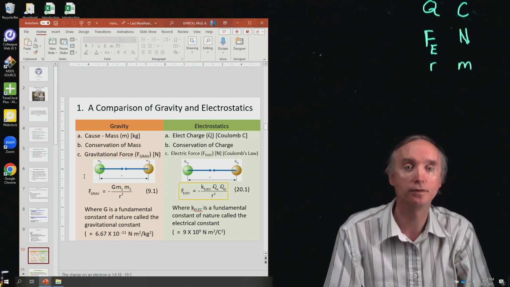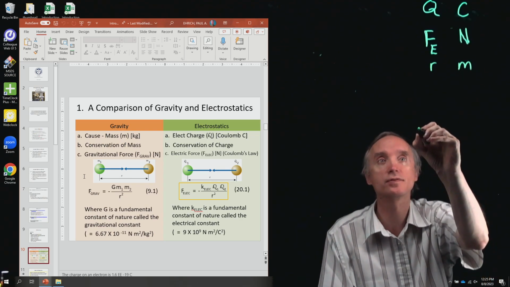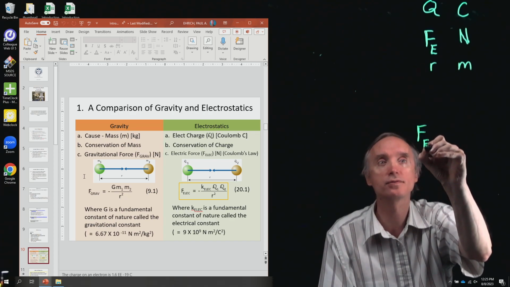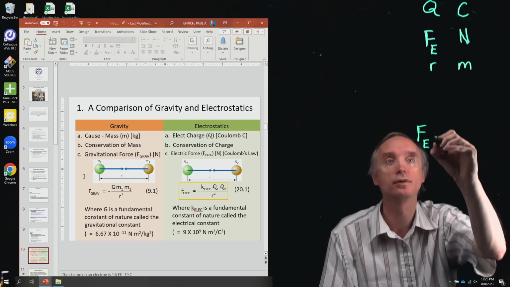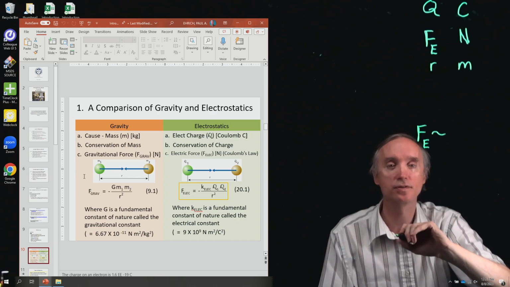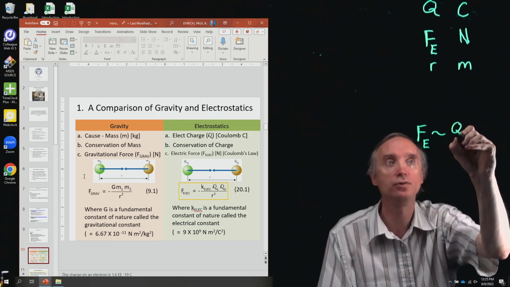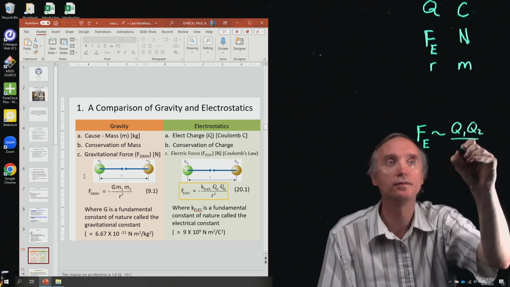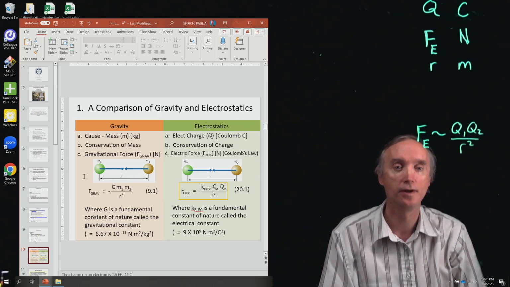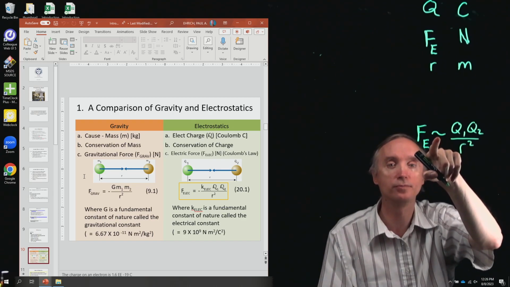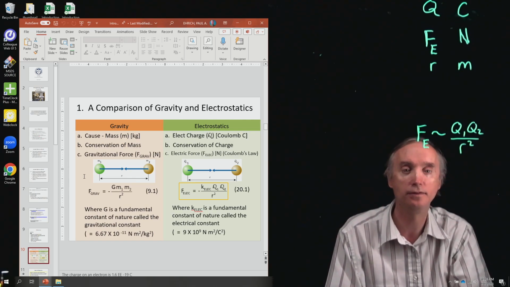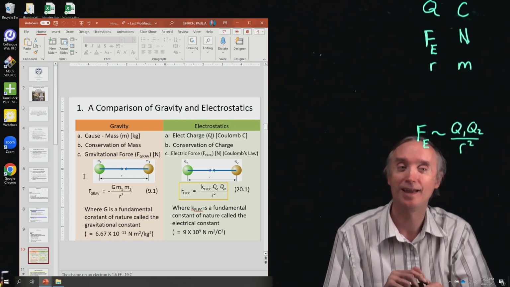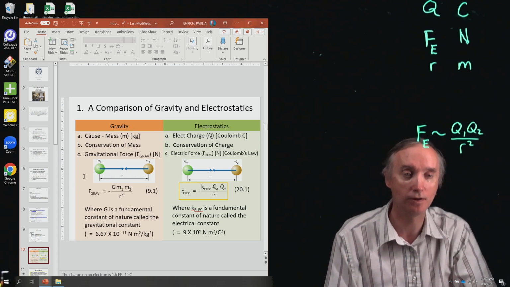So here's our formula for the force of electricity. So you got to know this. I will give it to you on the exam, but you've got to know how it works. So that the force of electricity is going to be proportional to Q1, Q2, and then divided by R squared. And notice that I used a proportion instead of an equal sign because I don't care about the K. So that K is a constant of the universe, and I don't care about it. It's not going to be on the exam. You don't need to know that constant.